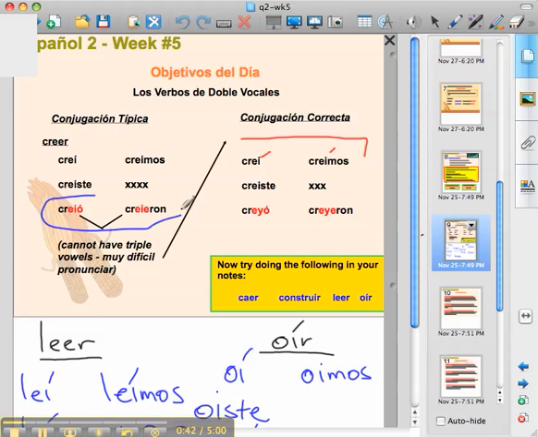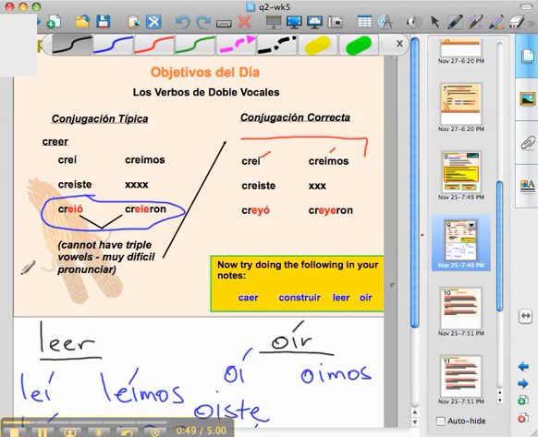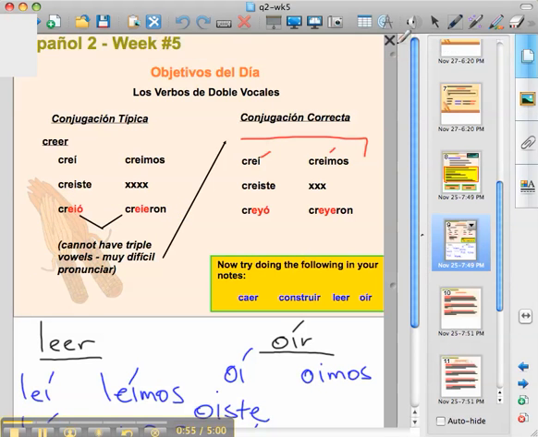You have creyó, and you have to pronounce all three letters. Creyó, creyó, which is hard to say smoothly. And then if you get on the other side, even harder, creyeron. So it's a tongue twister type thing. So in order to make it easier to pronounce those words so that when a person communicates, it rolls off the tongue better, we did the same thing.